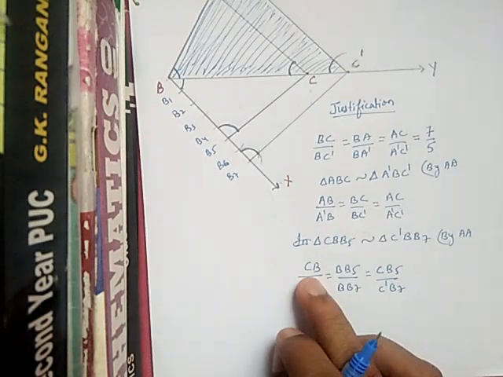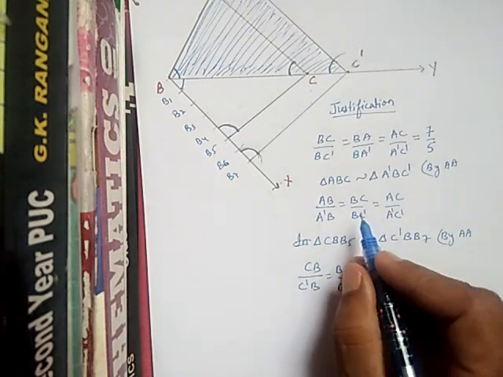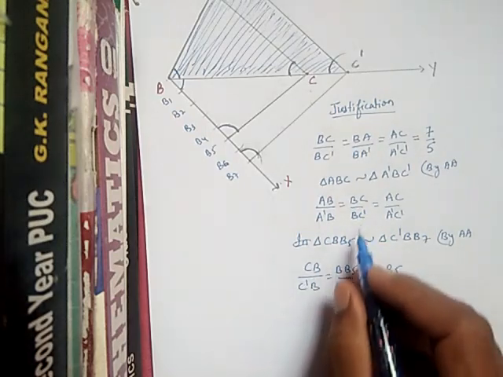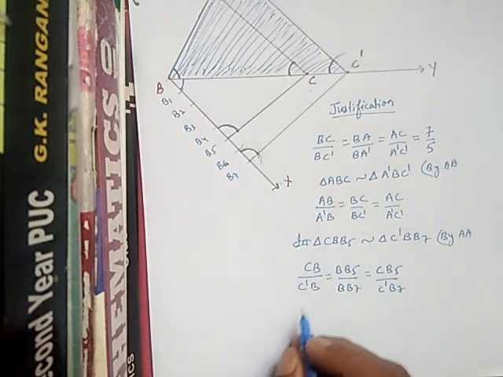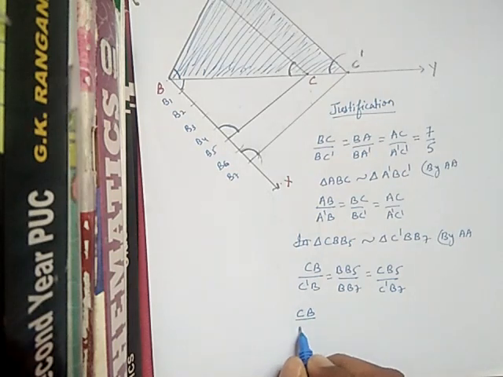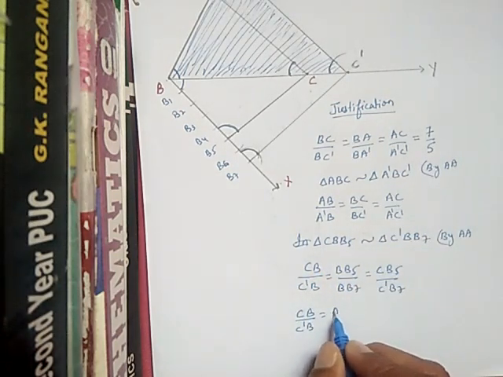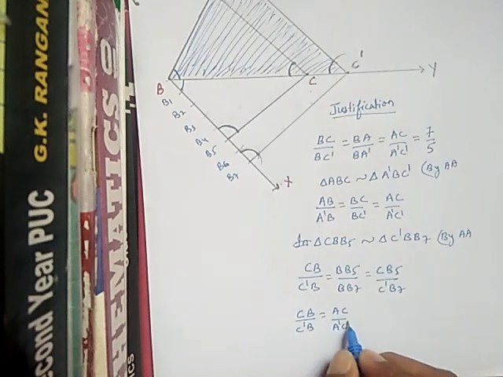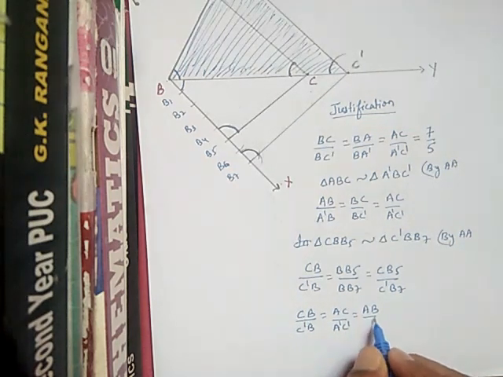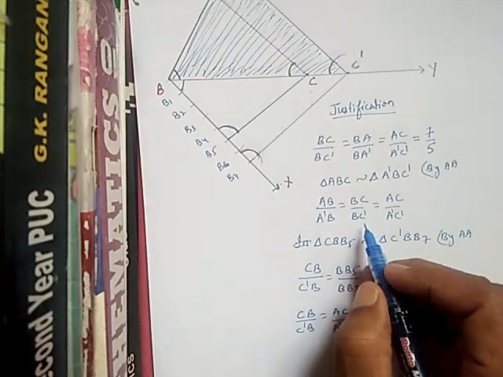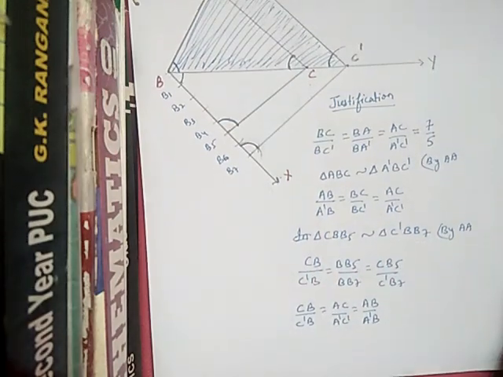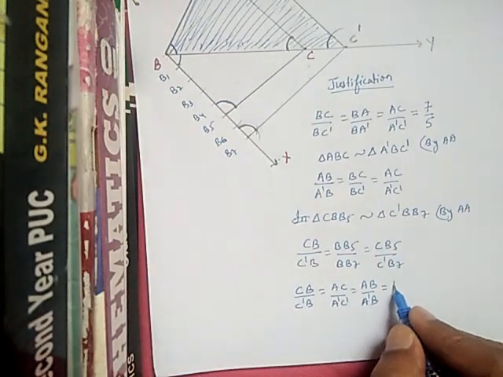Now see here, BC is nothing but CB, and here BC dash is nothing but CB dash. So you can write here CB divided by C dash B is equal to, this can be equal to what? AC divided by A dash C dash is equal to AB divided by A dash B, because already BC by BC dash is equal to these two. So I will write like this. This should be equal to what?